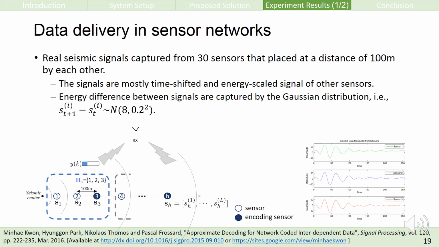Now, we use the proposed solution in a real sensor network scenario. For this experiment, we use actual seismic signal as source data. The seismic signals are captured from 30 sensors placed at a distance of 100 meters from each other. As the distance to seismic center from each sensor increases, the signals are mostly time-shifted and energy-scaled signals of other sensors. Energy difference between signals is captured by the Gaussian distribution with mean 8 and standard deviation 0.2.